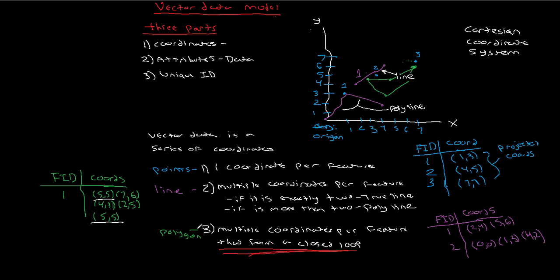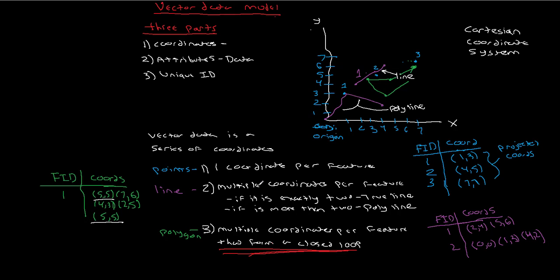And so to recap where we've left off, we have 3 options for vector data. Vector data being a way to represent discrete spatial data using a series of coordinates. If we have just one coordinate per feature, it's called a point. If we have multiple coordinates per feature, it's called a line if it's exactly 2, or a polyline if it's more than 2. And then if those coordinates form a closed loop, meaning the first coordinate and the last coordinate are the same, that is said to be a polygon.